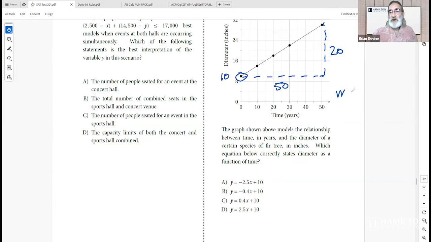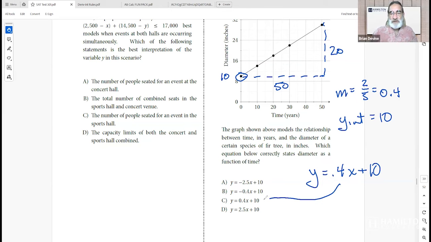And so the slope would be 2/5, which is 0.4, and my y-intercept is 10, and y equals mx plus b. I should have y equals 0.4x plus 10. And I do. C is the correct answer.